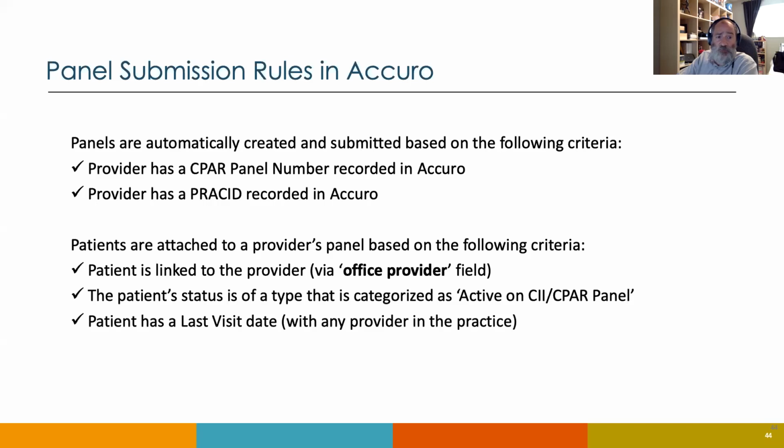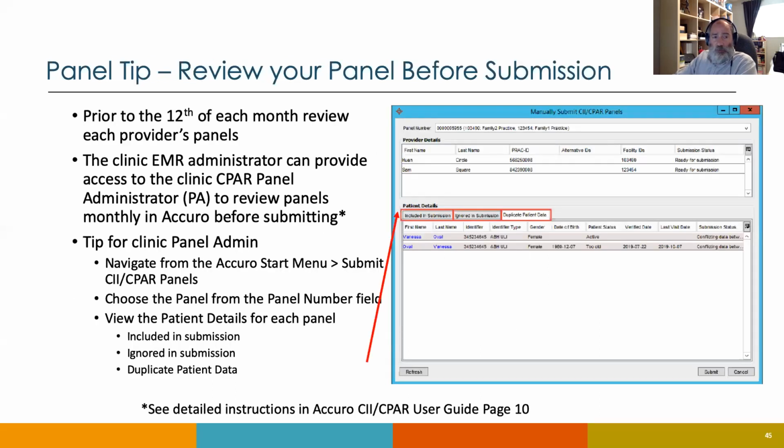The status must be set to one that is active on CI, CPAR, and of course the patient has to have a last visit date. And it's a good suggestion for clinics to look at their panel lists before they actually are sent. Accuro will send panels automatically on the 12th of each month. So it's a good idea to go in and just have a quick look at the panels and make sure that they look the way that you expect.